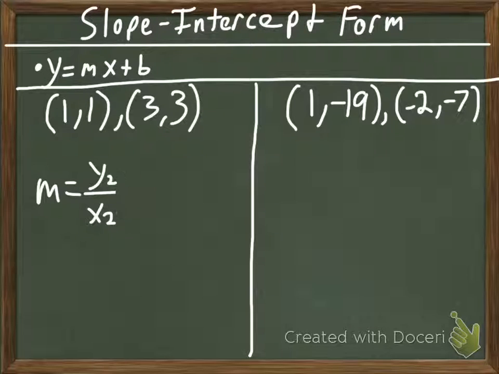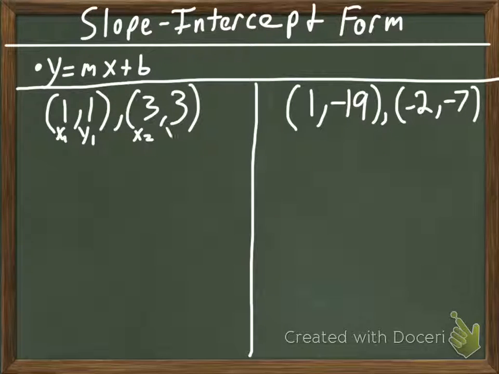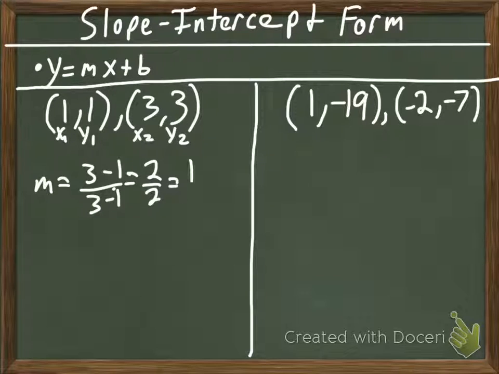So first things first, we need to label our 2 points. x1, y1, x2, y2, and again, it does not matter which point you pick as to be your x1, y1, x2, y2. So we're going to do m equals 3 minus 1 over 3 minus 1, which equals 2 over 2, which equals 1. So we know our slope is 1.